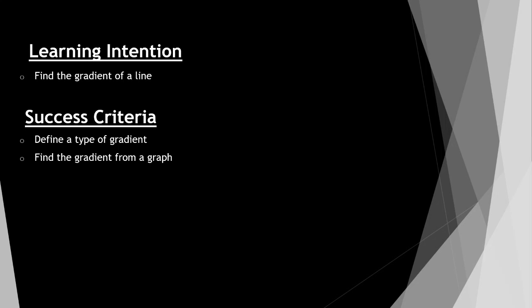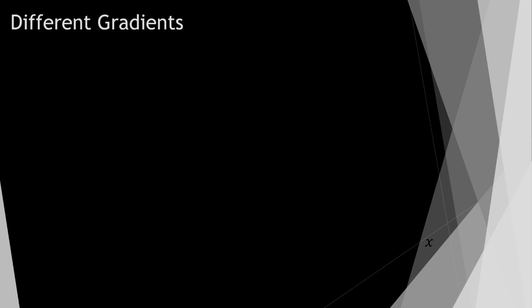As the title of this exercise suggests, the focus of today's lesson is purely around the gradient. We're going to be introduced to this for the first time, so there might be a lot of new concepts, but hopefully by the end of this, we can define a type of gradient and find a gradient from a graph. So this whole video is going to be about what gradient is and how there can be different gradients.